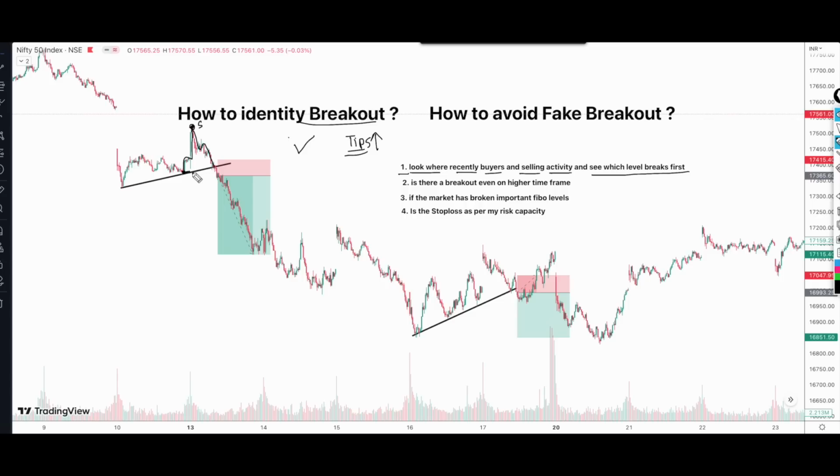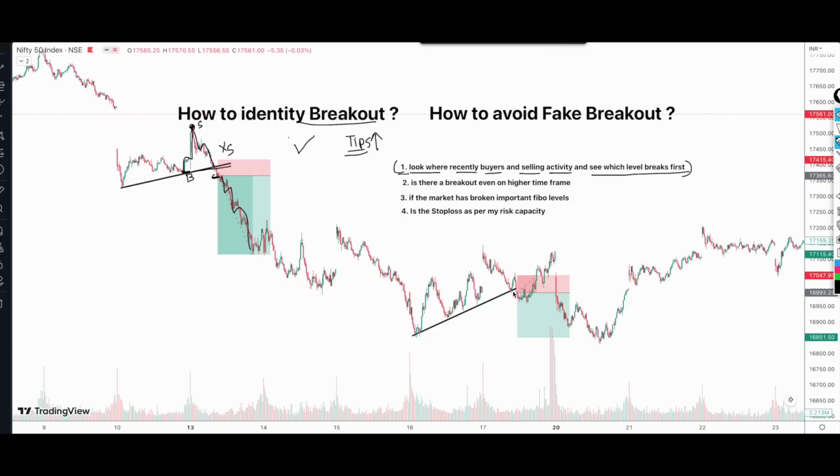Now at this buying zone, did buyers get active? They did not get active. Market gave a breakdown below this level. This simply means buyers have become weak and sellers have become strong. After this, you can see what kind of rally the market did. So this is something which I look at.